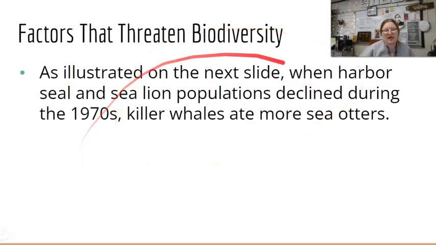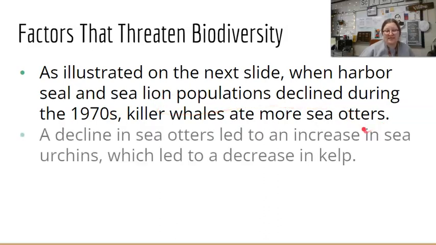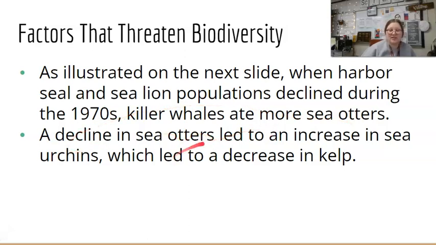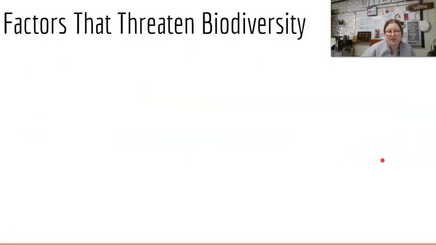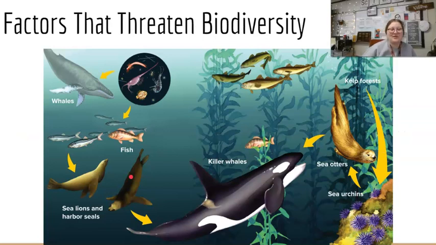So we're going to show that in a graphic on the next slide, where harbor seal and sea lion populations declined during the 1970s. Killer whales had to eat more sea otters. They had to eat something. And that decline in sea otters led to an increase in sea urchins, which led to a decrease in kelp. So this is a food web, kind of. It's mostly a chain, except it's not all going directly.